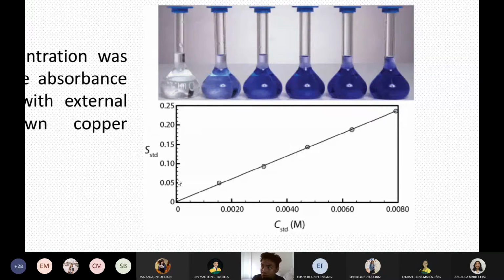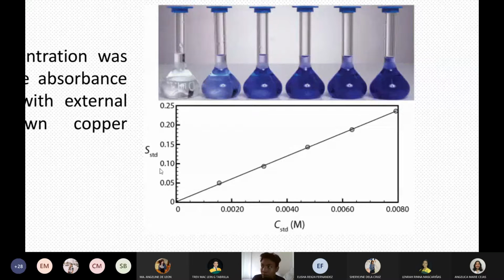So kunwari, ito yung 0. Wala siyang reading kasi wala yung copper eh. However, if you increase the concentration of copper, the instrument response should increase as well. Okay? And by doing this, we are establishing what's called the calibration curve. Okay, so this is a calibration curve. This is a curve in which the instrument response is proportional to the concentration of your analyte.